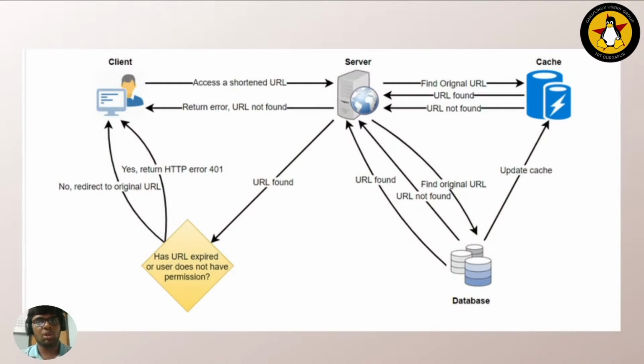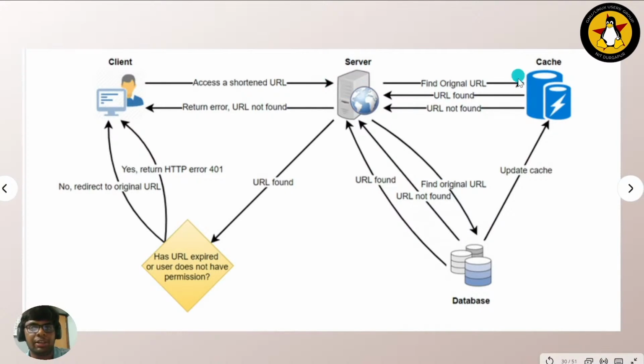So now we look at this diagram. This diagram shows how exactly a client will access a shortened URL. So this is the client. The client sends a request for a shortened URL to a server. There will be multiple servers. We'll talk about load balancing after this, which will be the last thing we talk about.